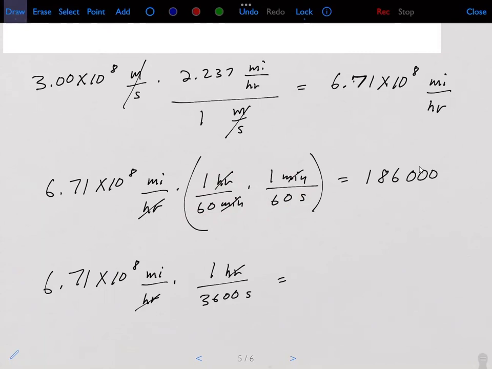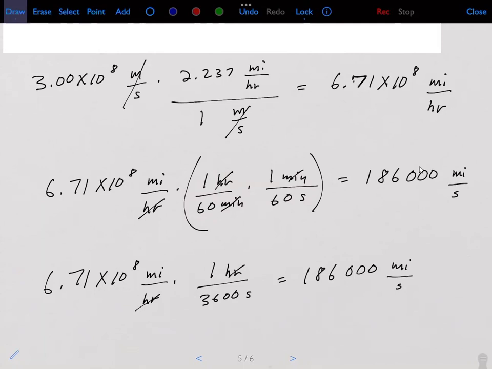So if you do this, you're going to get around 186,000 miles per second. And obviously same thing here, right? 186,000. So the speed of light is really quick, right? So in 1 second, it travels 186,000 miles. I think it goes around the earth maybe 7 times a second, right? The speed of light. So very, very fast.